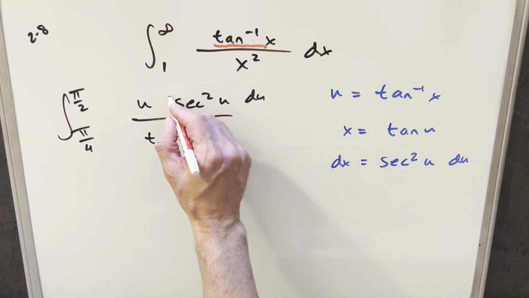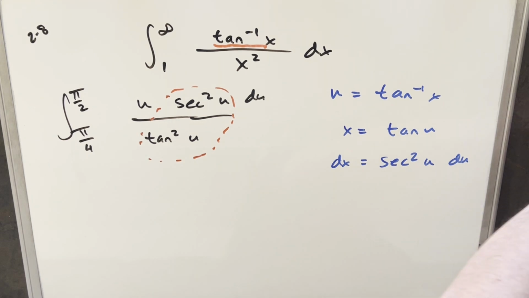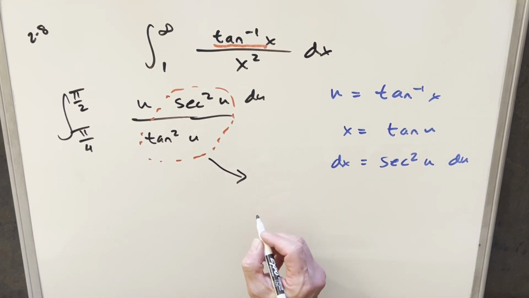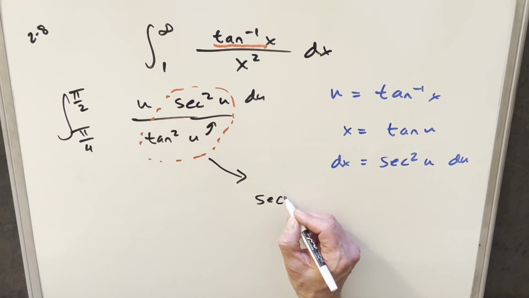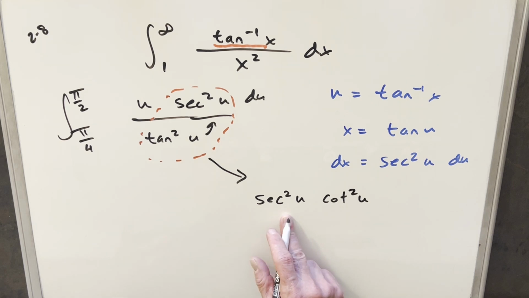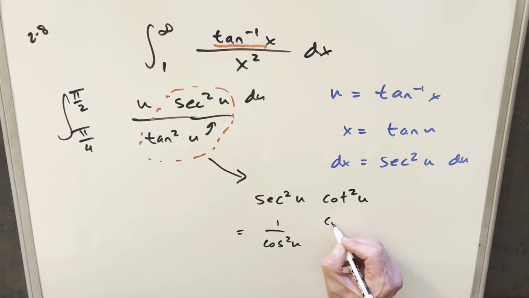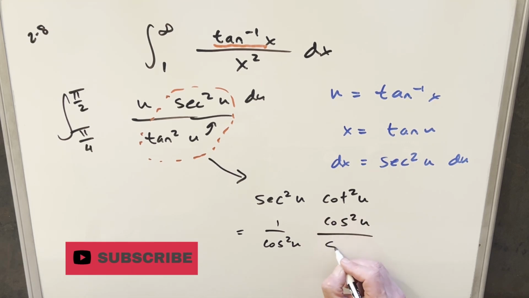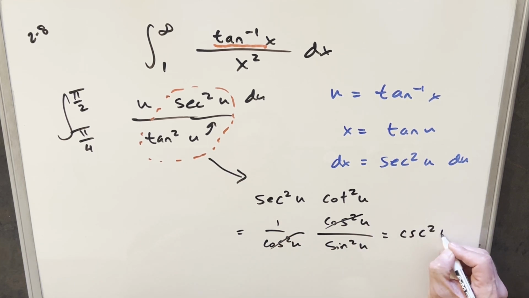But before I go ahead with this, I want to take these two functions, secant squared and tan squared, and see if we can clean that up with just a little bit of trigonometry. So we'll come over here. I can bring tangent into the numerator and take the reciprocal, which gives me cotangent squared of u. Then I'll rewrite this in terms of sines and cosines. Secant squared is 1 over cosine squared u. Cotangent squared gives me cosine squared u over sine squared u. But the cosine squareds are going to cancel, and we're just left with 1 over sine squared u. I can write this as cosecant squared of u.